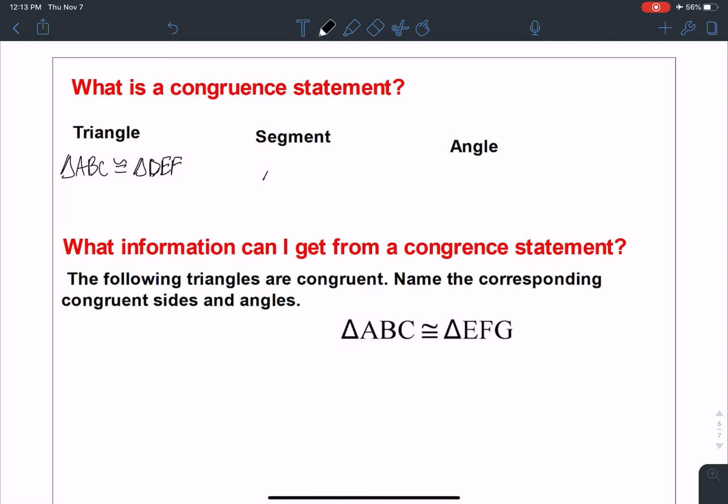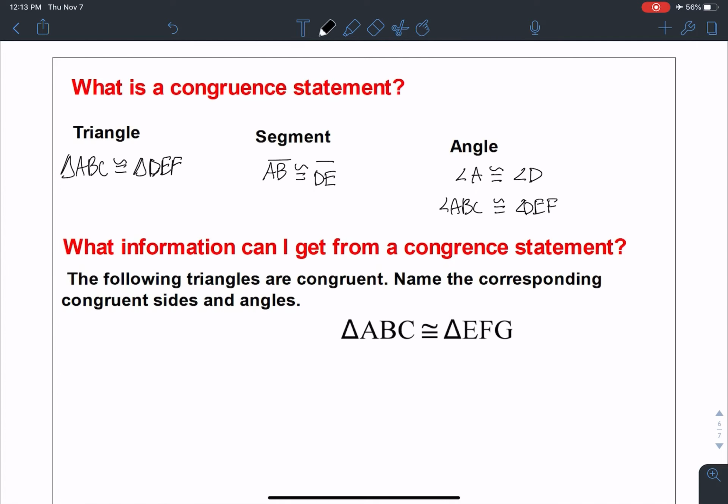You could talk about segments. You could say segment AB is congruent to segment DE. Or you could say angles are congruent. So I could say angle A is congruent to angle D. Or you could use 3 letters. Angle ABC is congruent to angle DEF. So a congruent statement is just saying things are congruent. So then we're going to answer our question, what information can I get from a congruent statement?